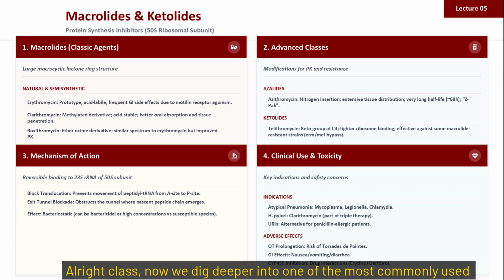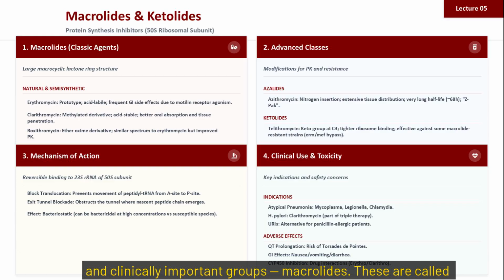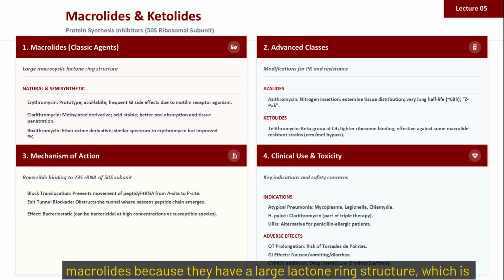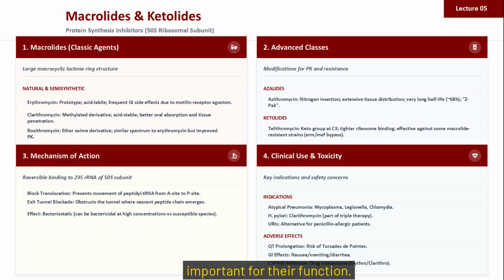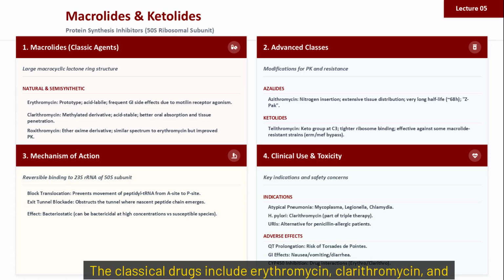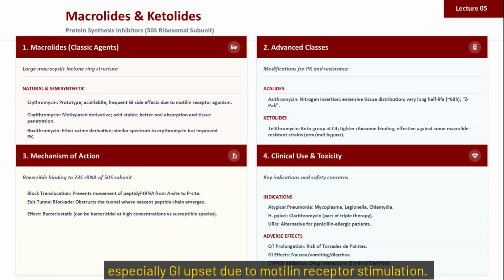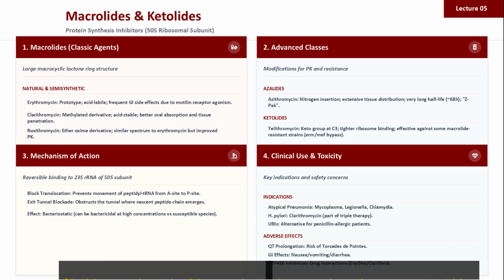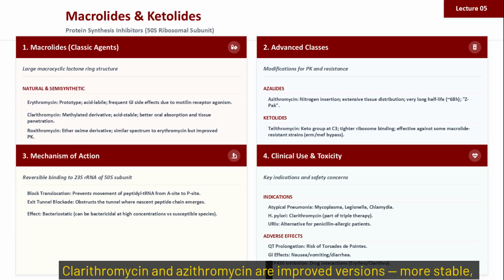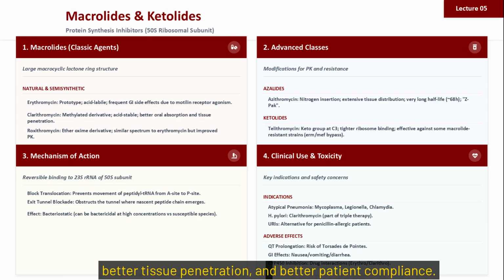Alright class, now we dig deeper into one of the most commonly used and clinically important groups, macrolides. These are called macrolides because they have a large lactone ring structure, which is important for their function. The classical drugs include erythromycin, clarithromycin, and azithromycin. Erythromycin is the prototype but has more side effects, especially GI upset due to motilin receptor stimulation. Clarithromycin and azithromycin are improved versions, more stable, with better tissue penetration and better patient compliance.